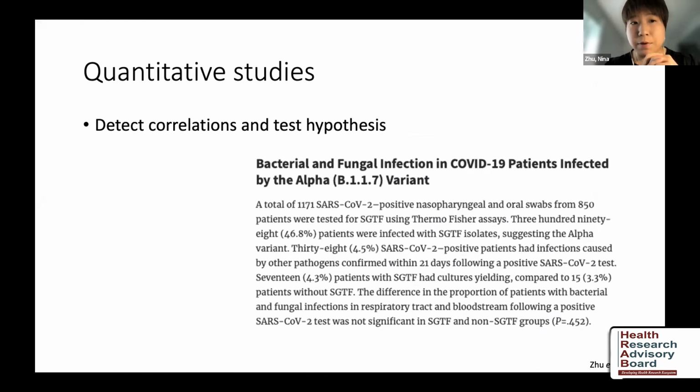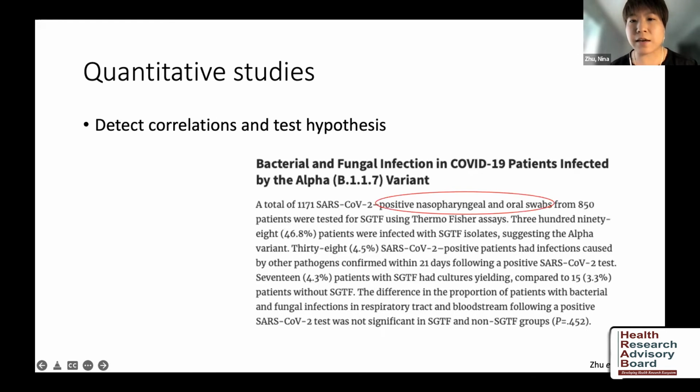The second purpose of quantitative study is normally to detect correlations and test hypotheses. Here I'll give you another example. The hypothesis we're testing here is whether patients infected by the alpha variant of COVID, compared to those infected by the wild variant of COVID, behave differently in terms of the incidence of bacterial and fungal infection. Here I want to highlight three bits in this results or conclusion section.